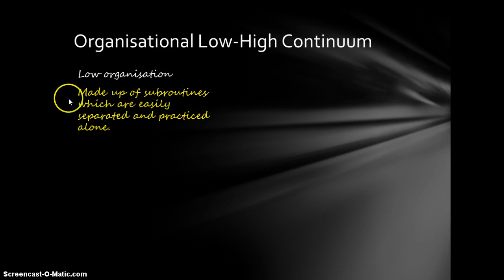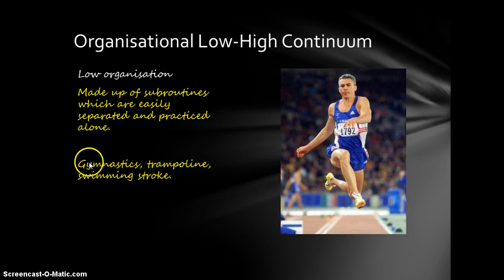So for something to be low in organisation, what does that actually mean? Well, it means it's made up of subroutines that are easily separated, and if you wanted to, you could practice them alone. I always remember teaching year 9 basketball, and the easiest way to teach the layup was to break it down into the smaller sections. So you do the run up with the dribble, holding the ball, the 2 steps, then the jump, and then the hand action as well. So you broke that down into sub-routines. So I would say that that is relatively easy to break down.